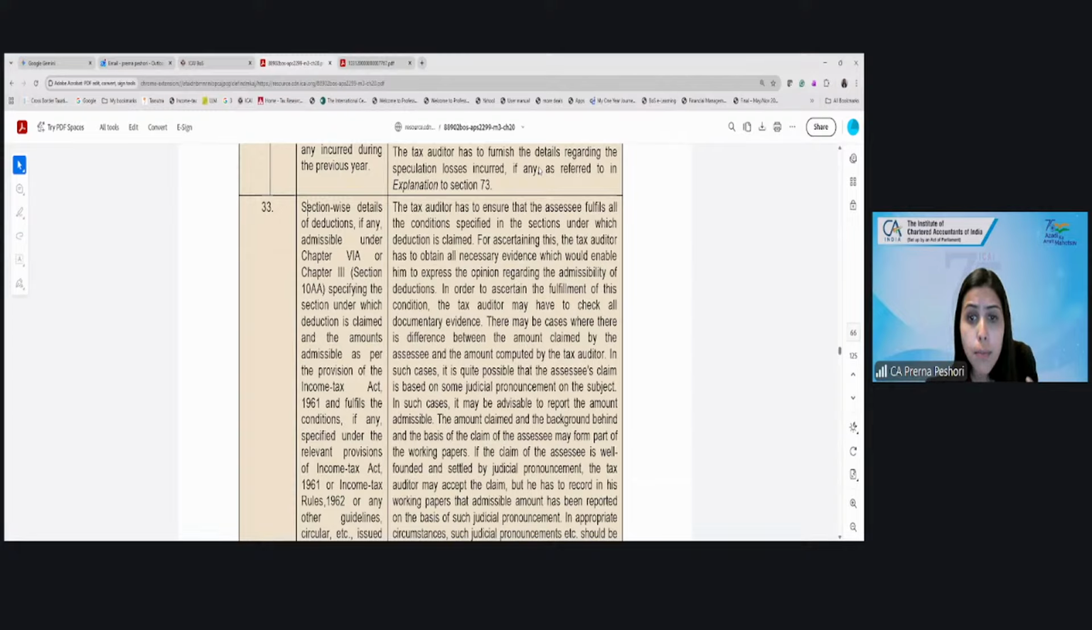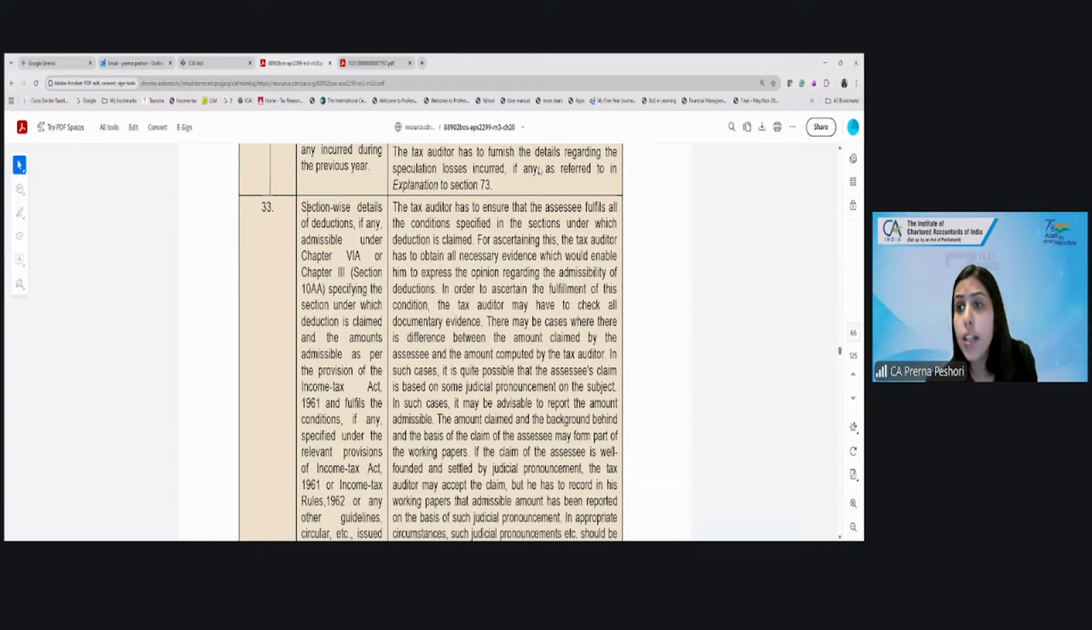So here the tax auditor has to ascertain that the conditions of each and every deduction have been satisfied. He should obtain all the necessary evidence which would enable him to express the opinion regarding the admissibility of deduction. He should see whether the assessee has really deposited the amount in the specified expenditure for which the deduction is allowed, whether it is as per the limits or not, whether the amounts have been deposited within the time limit. So all the conditions have been met for the deduction or not. Right? So basis that, the tax auditor has to give the deductions over here.